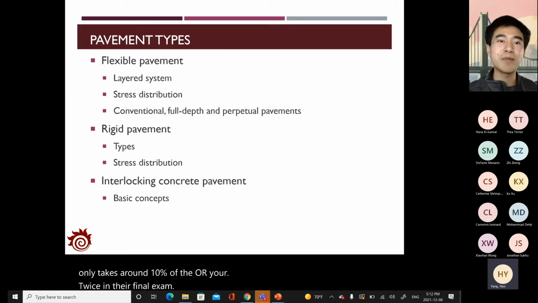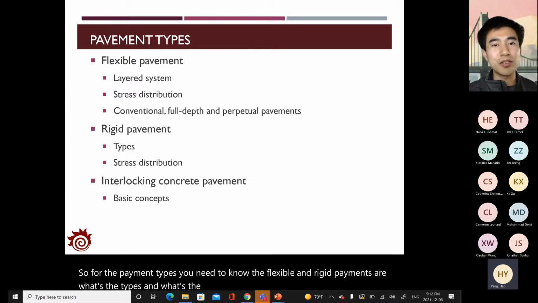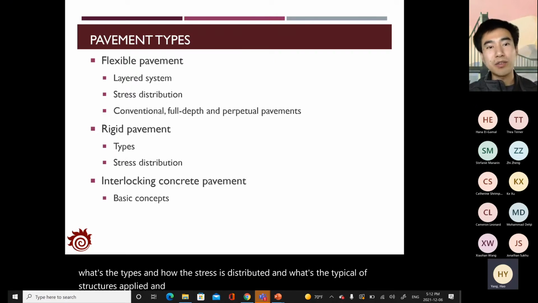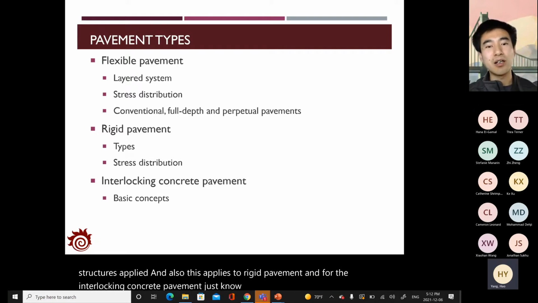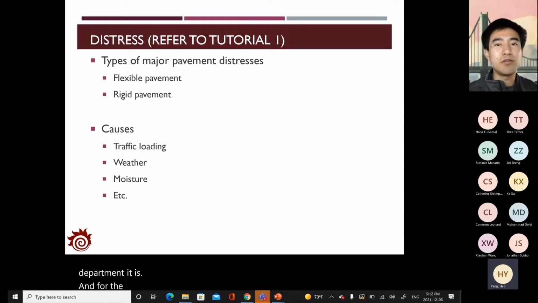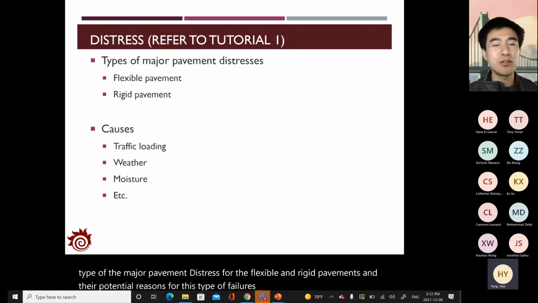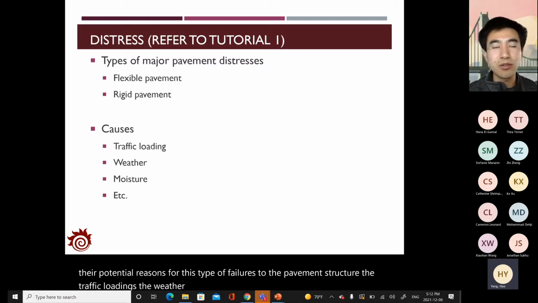So for the pavement types, you need to know the flexible and rigid pavements. What are the types, how the stress is distributed, and what are the typical structures applied? And for the interlocking concrete pavement, just know what this type of pavement is. And for the distress, it's from tutorial one: how to know the types of the major pavement distress for the flexible and rigid pavements, and the potential reasons for this type of failure to the pavement structure, the traffic loadings, the weather conditions, moisture, and so on.